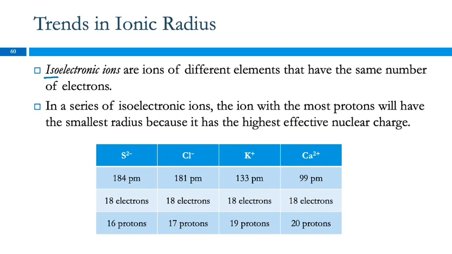So they all have the same number of electrons, but their sizes are different because the charge on the nucleus is different, right? Calcium has 20 protons, sulfur has 16 protons. More protons, more charge, pulling the electrons in.